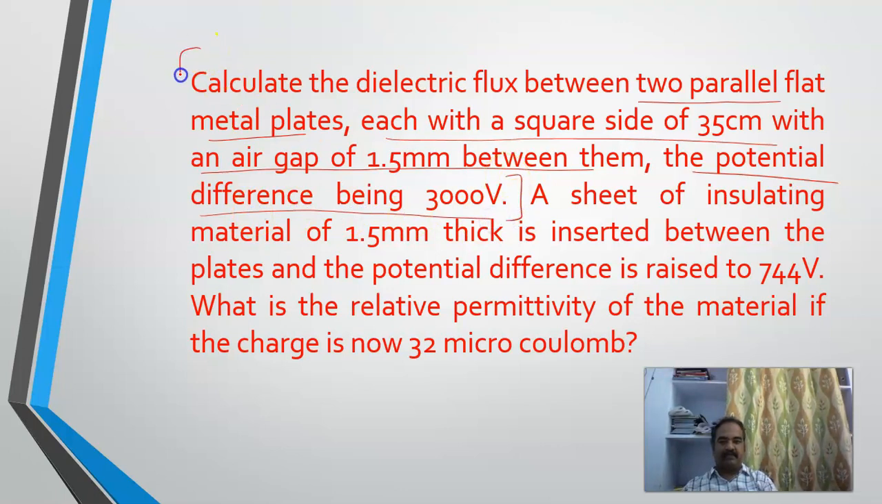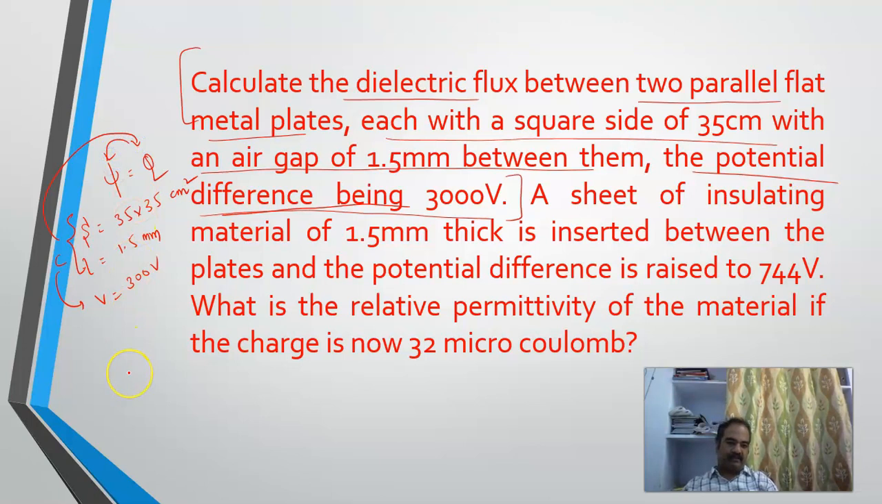So here the question states that you need to determine dielectric flux, which is nothing but Q, between the two parallel plate capacitors, each with a square side. So surface area will be 35 into 35 centimeters, right? Separated by the distance of 1.5 millimeters. The potential difference being V. So these two will give you capacitance, C into V will give you charge, which is equal to flux.